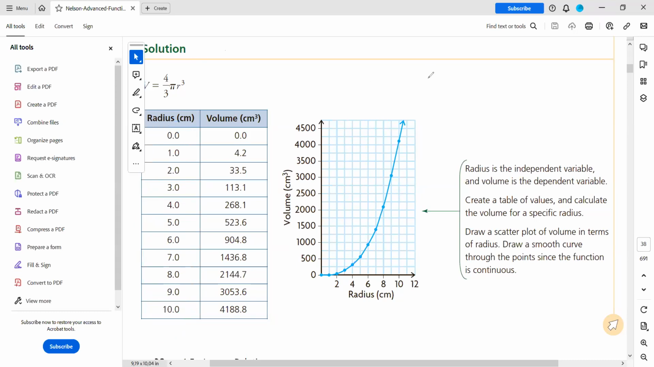In this particular case, radius is the independent variable, and volume is the dependent variable. Basically, what we're doing here, we're creating a table and calculating volume for a specific radius.